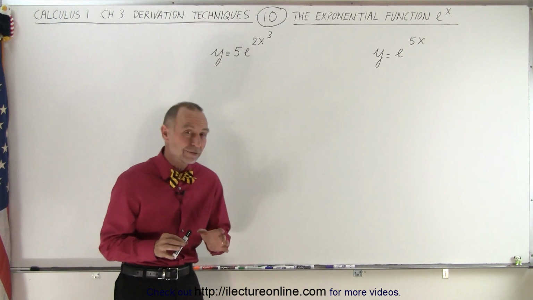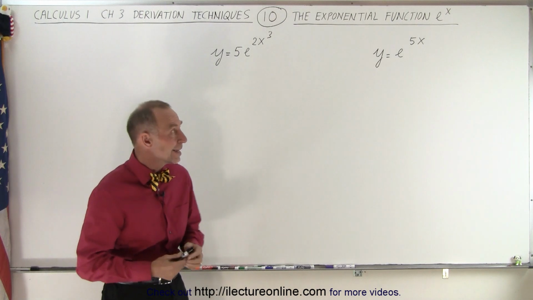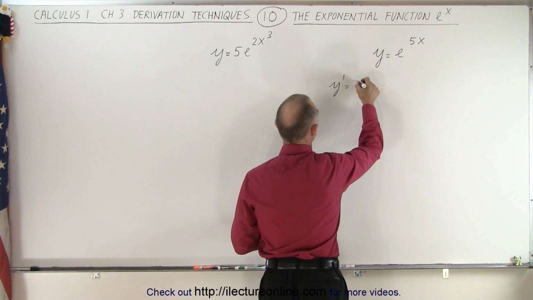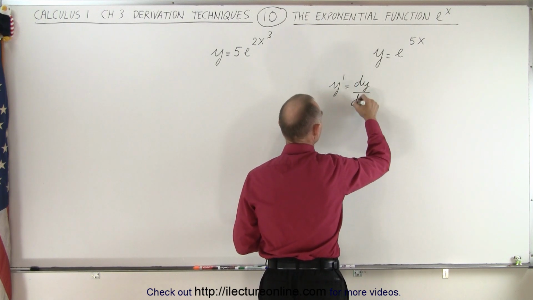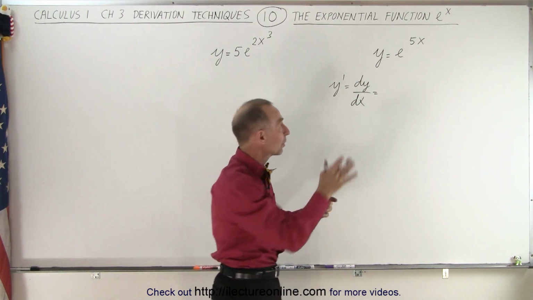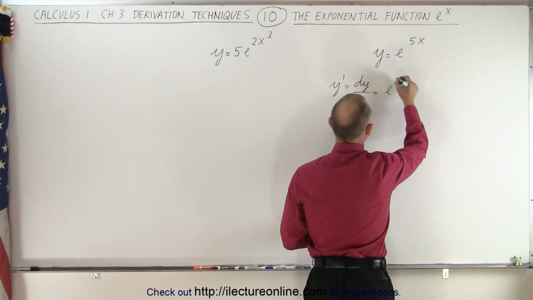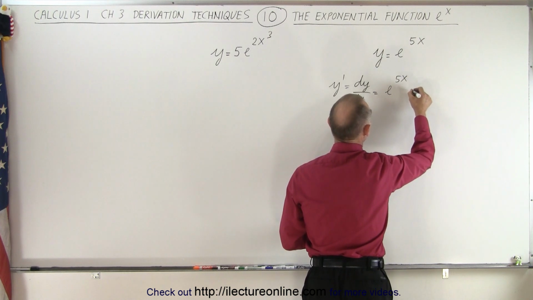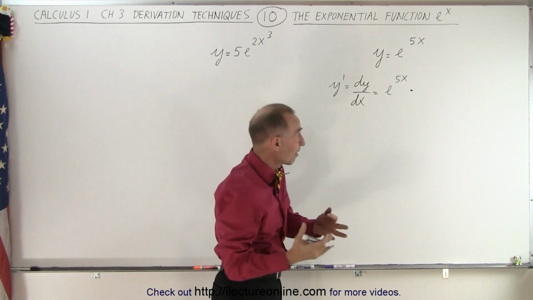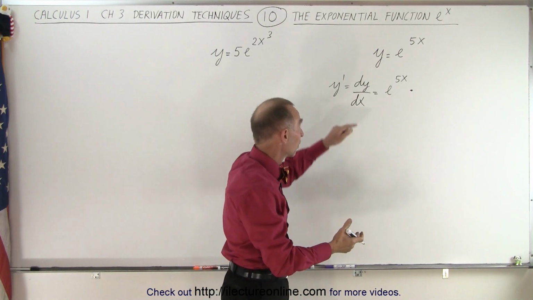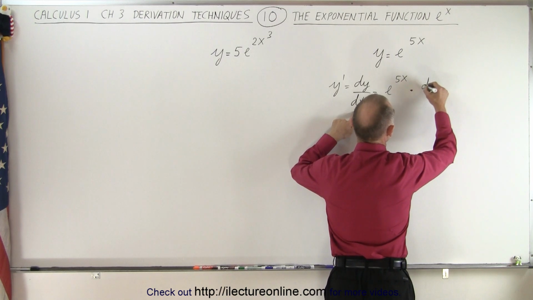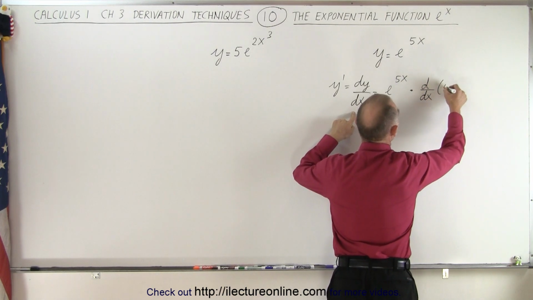Well, the interesting part of the exponential function with the base e is that when you take the derivative, for example, y prime, which is the same as dy/dx, that is equal to the exact same thing. So the first thing you do is you repeat what's there, you write it down again, e to the 5x, but now you multiply that times the derivative of the exponent. The exponent being 5x, when you take the derivative of 5x with respect to x, you simply get 5. So I'm going to write it like this, times the d/dx of the exponent 5x.